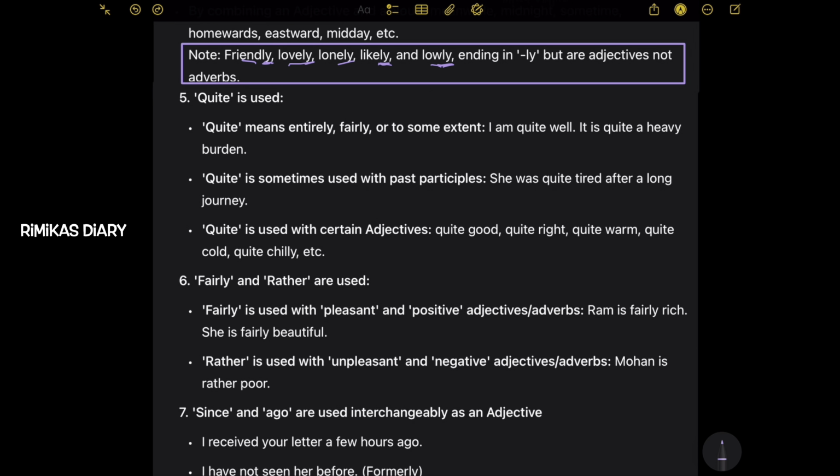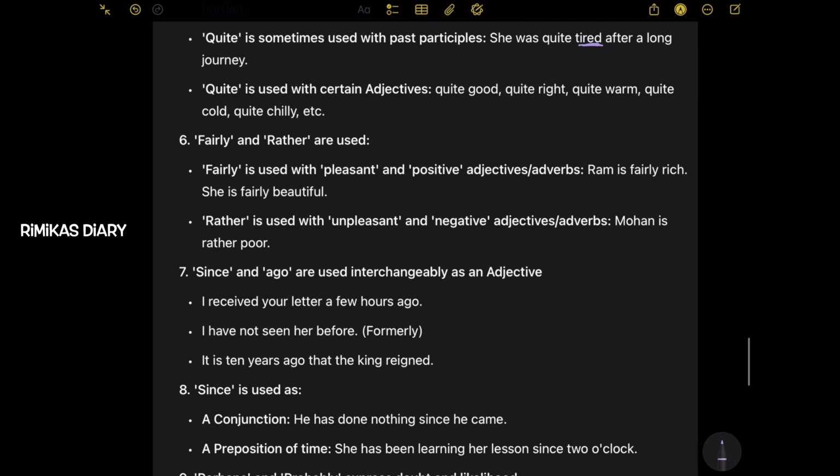So quite is used. Quite means entirely, fairly, or to some extent. I am quite well. It is quite a heavy burden. Quite is sometimes used with past participles. She was quite tired. So here tired is a past participle after a long journey. Quite is used with certain adjectives like quite good, quite right, quite warm, quite cold, quite chilly, etc.